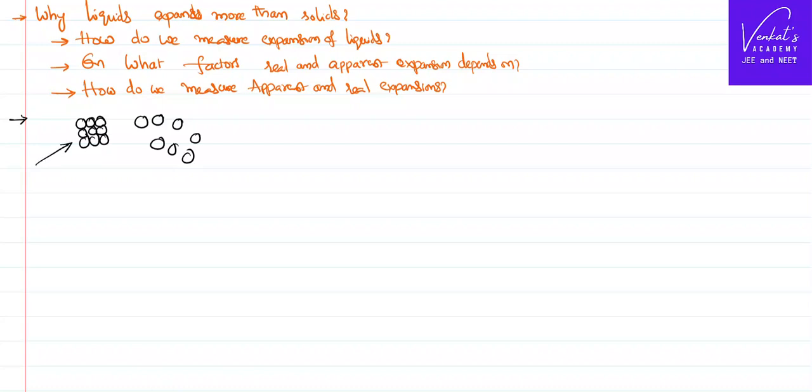How does a solid look? The molecular force of attraction between the molecules is very strong in a solid. So the molecules are very close to each other and they occupy the minimum possible volume. That's the case of a solid.